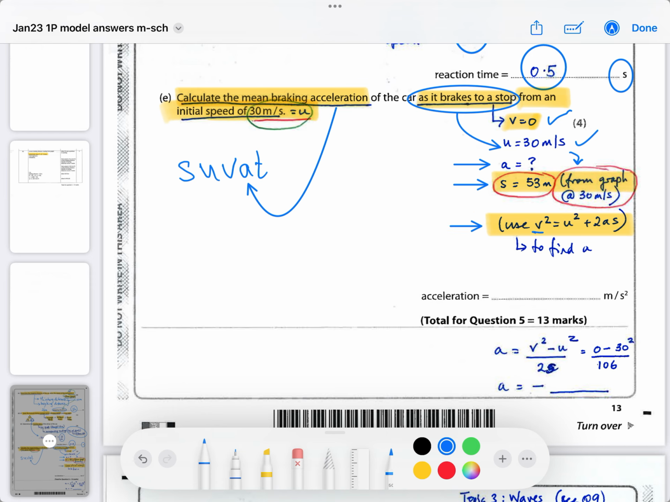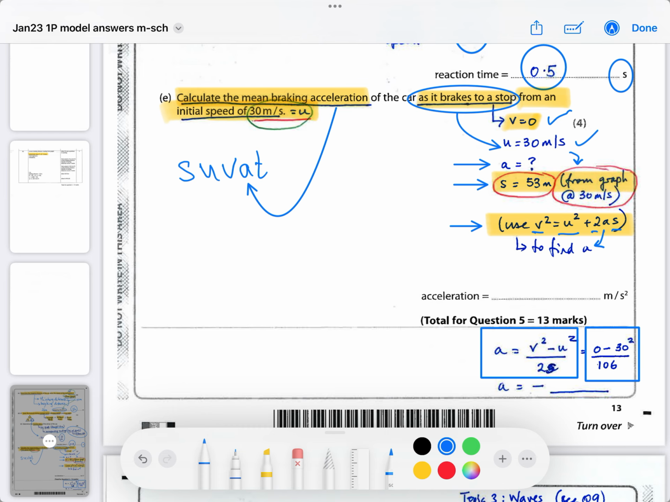Okay? So once you know it's 53 meters, we can put the values into this equation, and therefore we know V, we know U, we know 2, we know S. The only unknown is A, yes? So if you know how to change the equation round, it would be V squared minus U squared over 2S. Now the V was 0, the initial speed was 30, so you've got to square those. 0 squared is 0, 30 squared is 900.